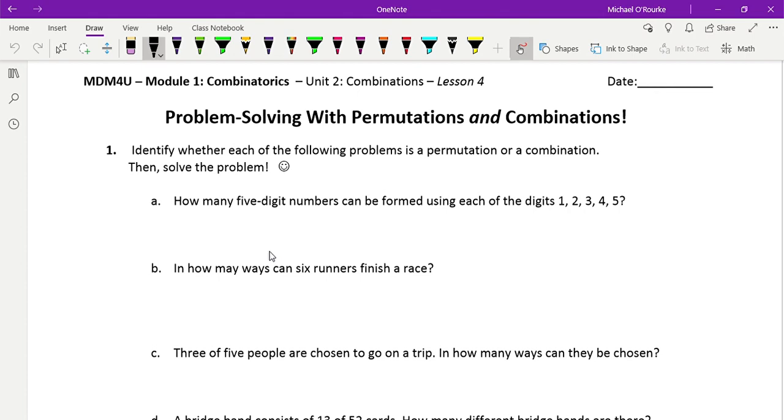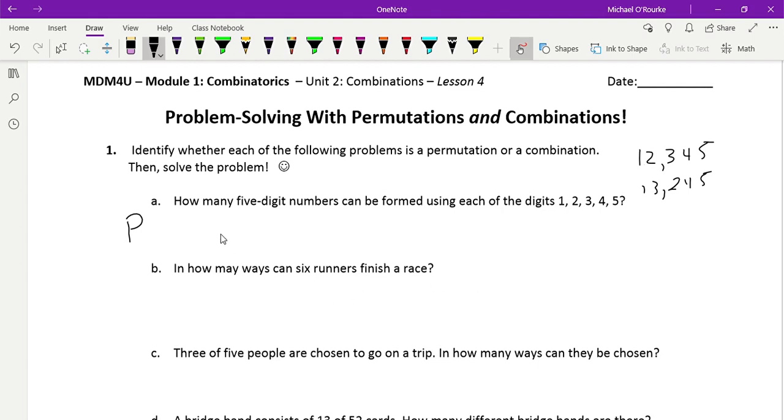Remember, permutation, order matters. Combination, it doesn't. So if we think about it, if we're making a number, does the order matter? Yeah. Because 1, 2, 3, 4, 5 is a very distinct, different number than 1, 3, 2, 4, 5. Right? So this is a permutation because the order matters. There's only one combination of those 5 numbers: 1, 2, 3, 4, 5.